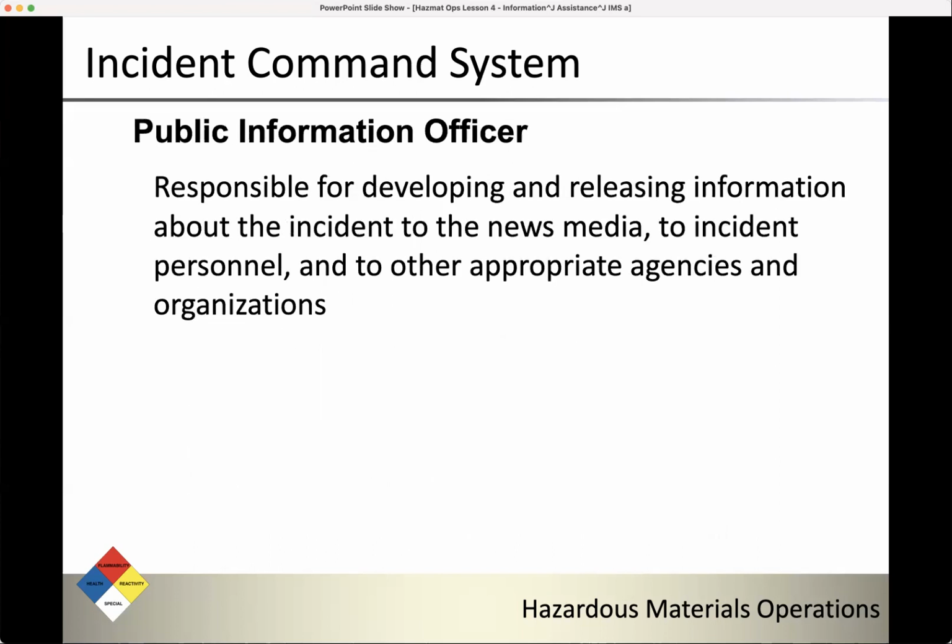Let's talk about the rest of the members of the command staff. So we've talked about incident commander and the safety officer. Let's talk about the public information officer, or PIO. They're responsible for developing and releasing information about the incident to the news media, to incident personnel, and to other appropriate agencies and organizations. A lot of people don't think about information going to incident personnel, but the PIO is responsible for that as well. Not just external delivery of information, but also internal to the incident delivery of information, depending on the size.